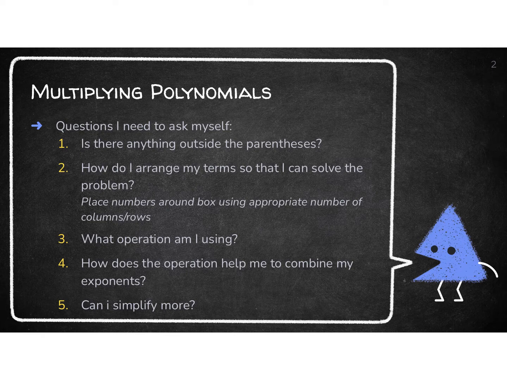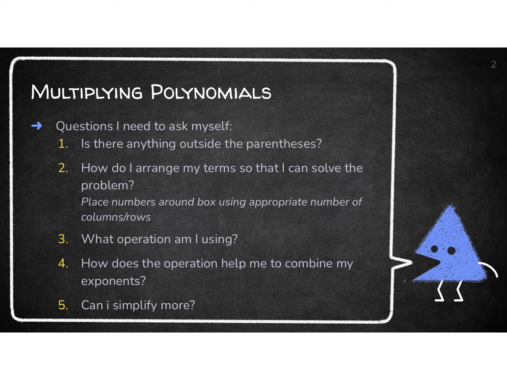Now, the difference with this is we had a 2 by 2 box yesterday because there were only 2 terms in each of the parentheses. If I give you 2 terms in the first one and 3 terms in the second one, you're going to need a 2 by 3 box. You just have to determine how many terms you have, and that'll tell you how many rows and columns you need in your boxes.